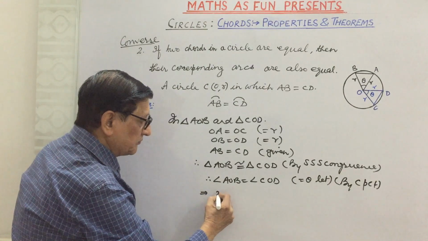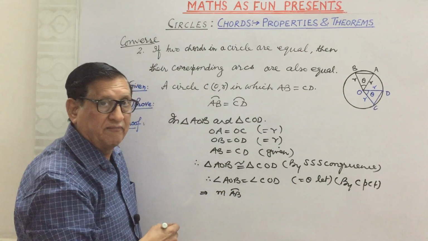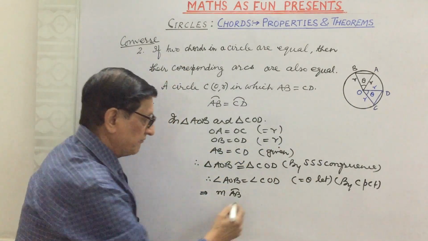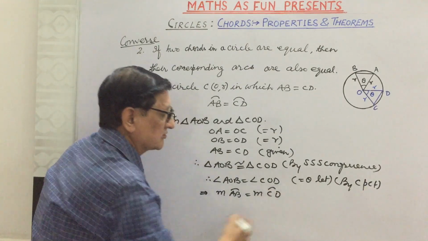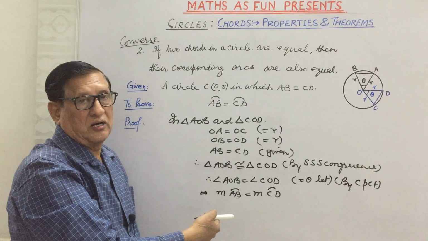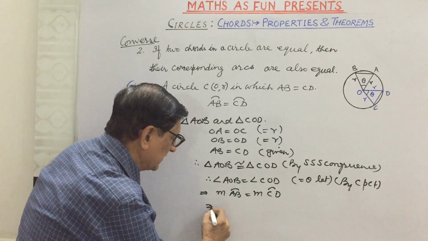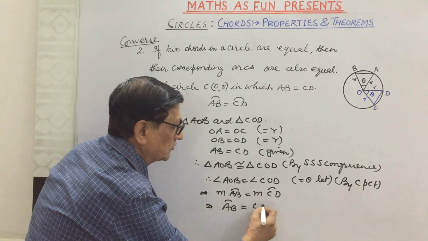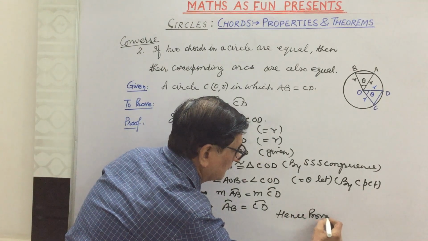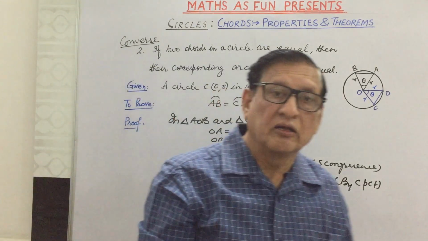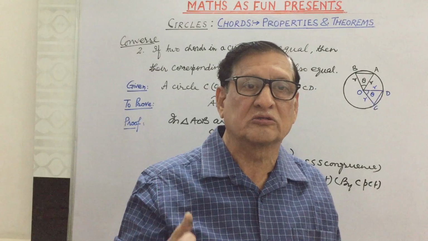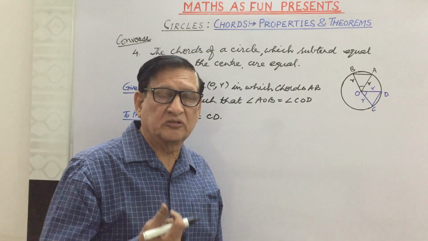So we can write this implies that the measure of arc AB is equal to the measure of arc CD. And if the measures of two arcs are equal, then the arcs are equal or congruent. It means arc AB is equal to arc CD, and that's what we have to prove. So here we have proved that if any two chords in a circle are equal, their corresponding arcs are also equal. Next is the converse of this theorem.